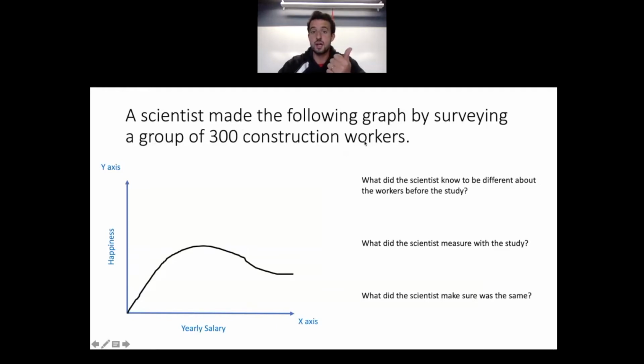What did they know ahead of time? What did they find out? And what did they want to make sure was the same as they were doing the study? Hopefully you got answers. If not, pause it. Let's go over them. What did they know to be different about the workers?